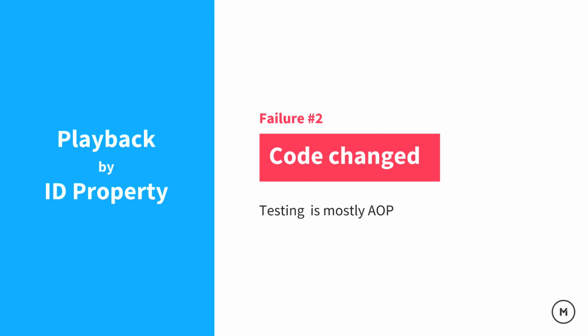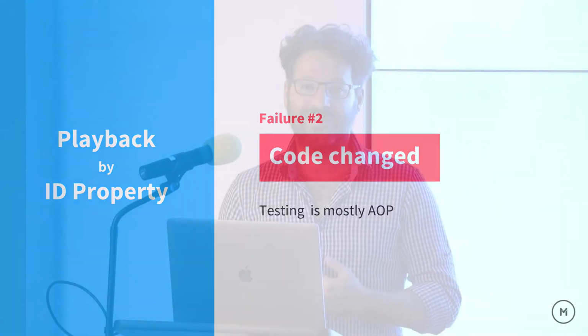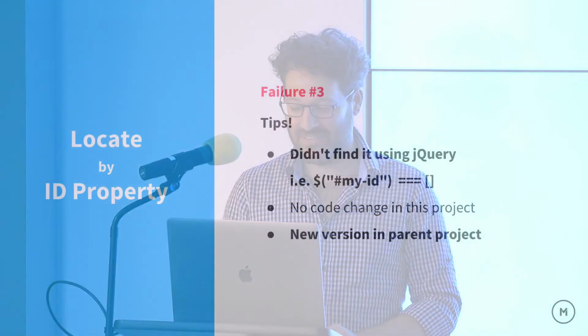How many of you write tests for components that you don't write yourself? Like, if it's a different project, then someone can change that. This is called aspect-oriented programming. If someone changes that and doesn't let you know, then that's it. You can't do anything.